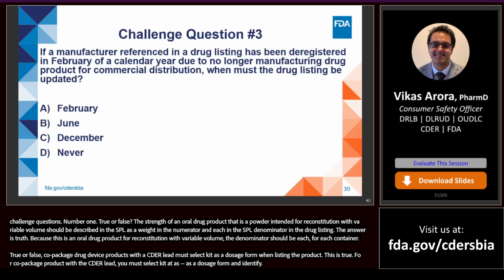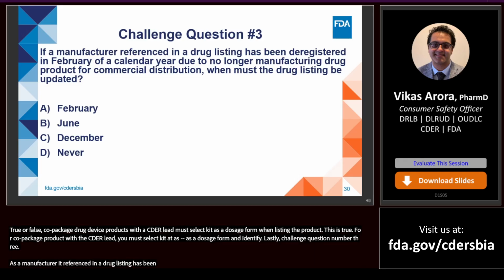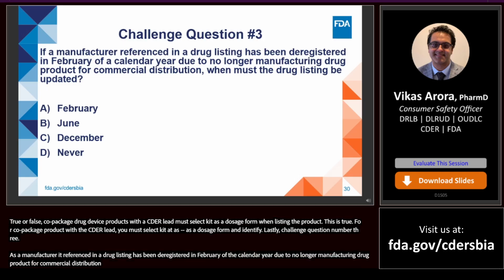And lastly, challenge question number 3. If a manufacturer referenced in a drug listing has been deregistered in February of a calendar year due to no longer manufacturing drug product for commercial distribution, when must the drug listing be updated? A, February, B, June, C, December, or D, never?